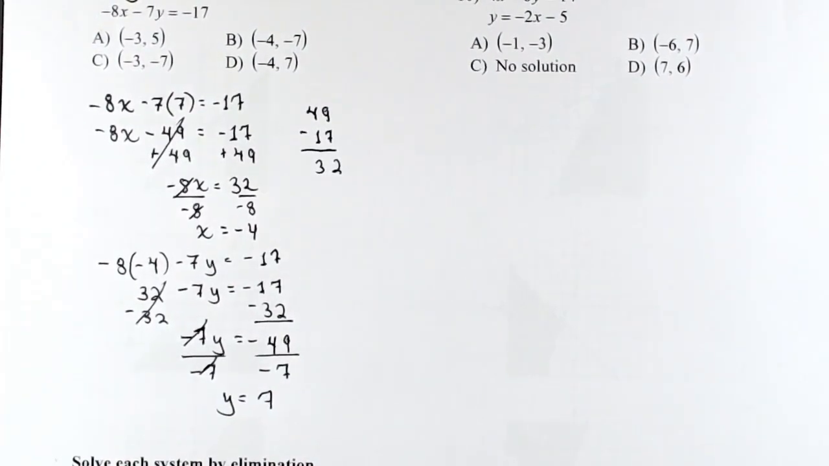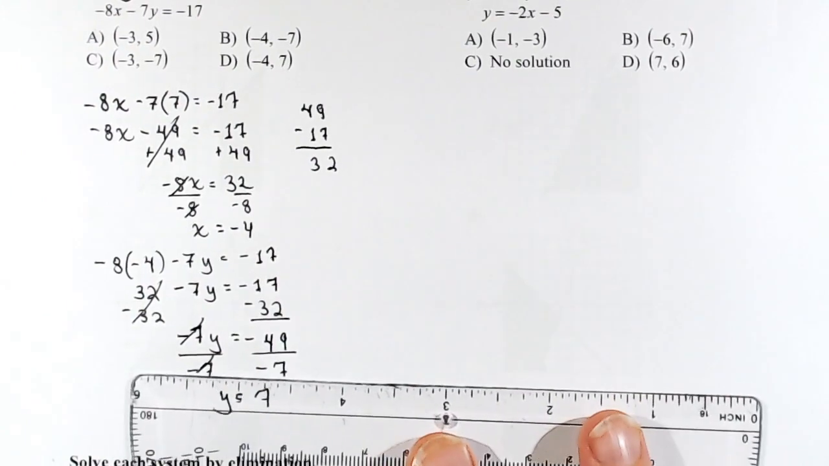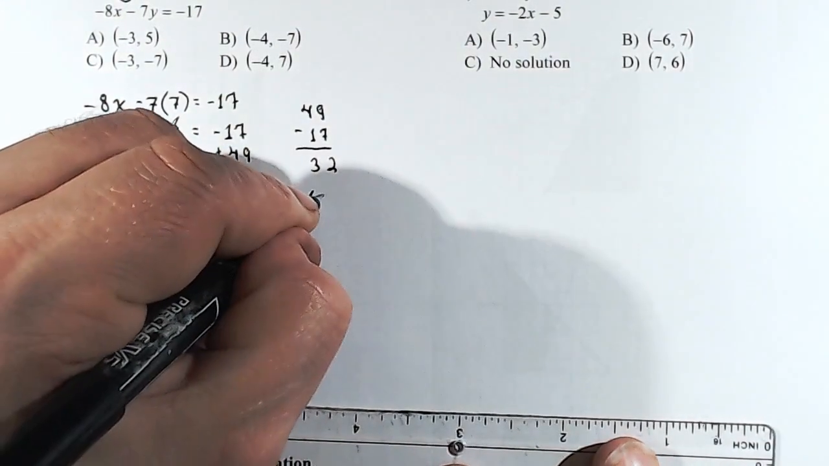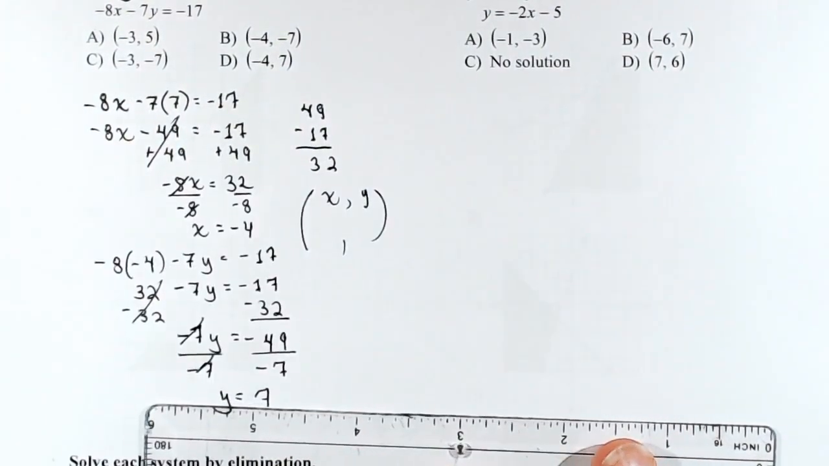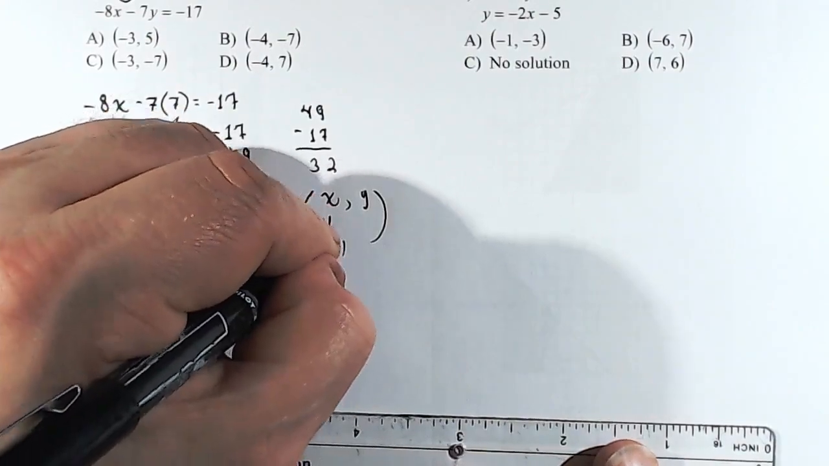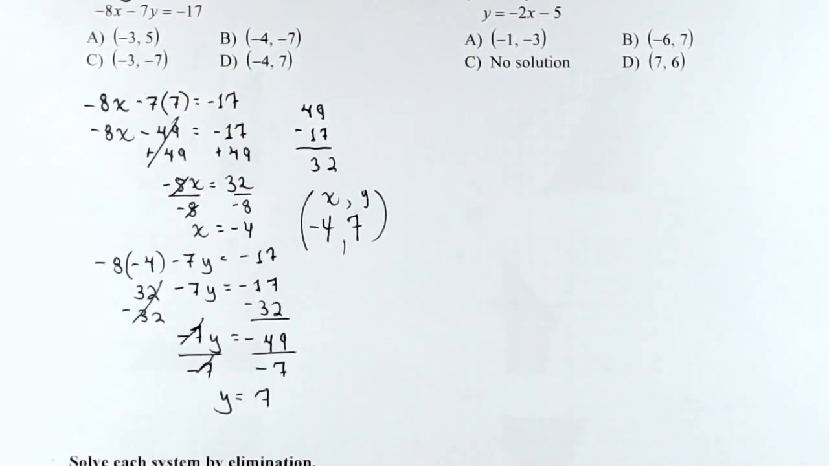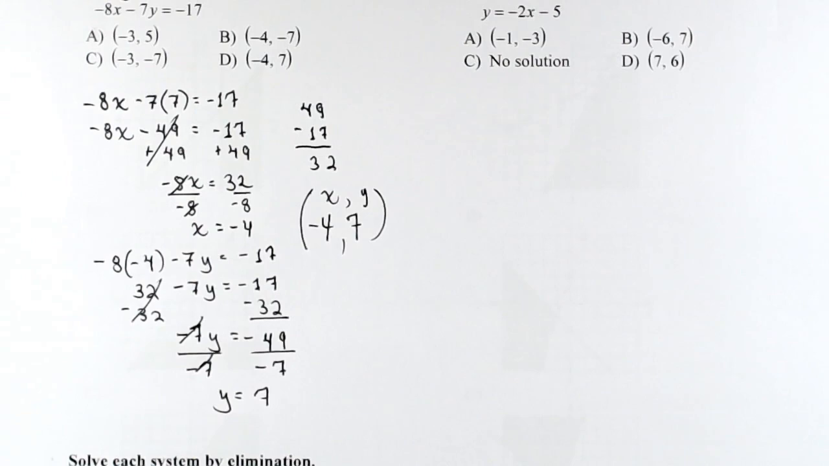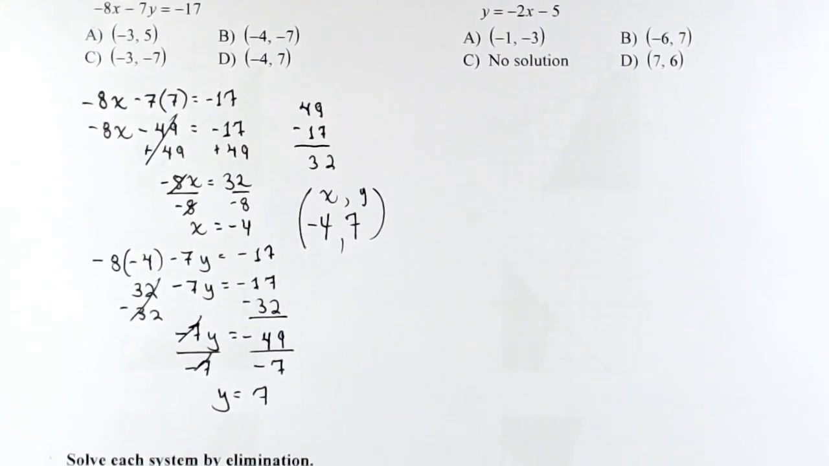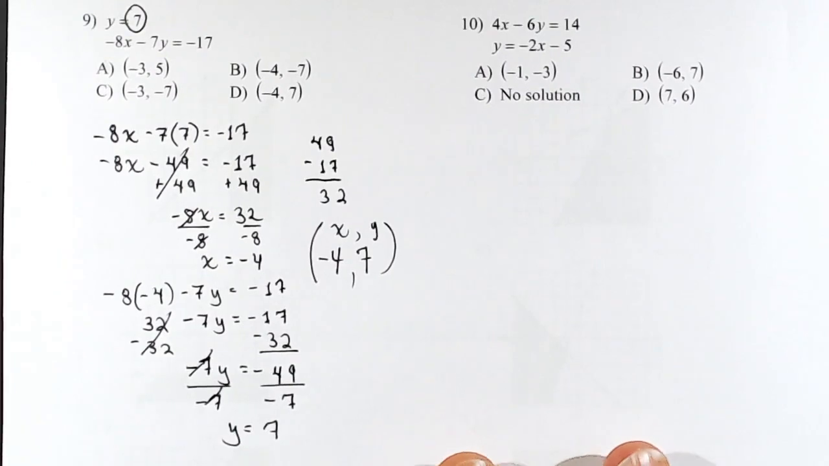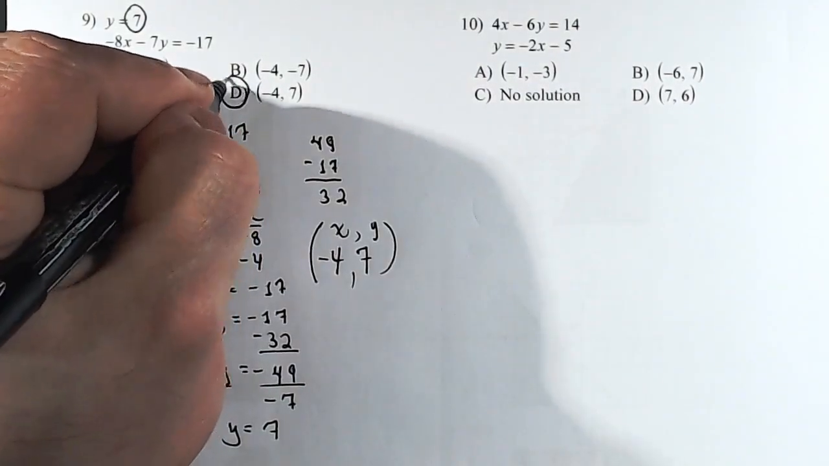Okay, so now when I write these solutions, they really do represent x and y coordinates. So the solution to the system is going to be x comma y. So on a coordinate plane, these cross at negative 4 comma 7. And you ask yourself, what quadrant is that in? That is in Q2, because the x value is negative and the y value is positive. So I'm looking for negative 4 comma positive 7, and it's D. Awesome.